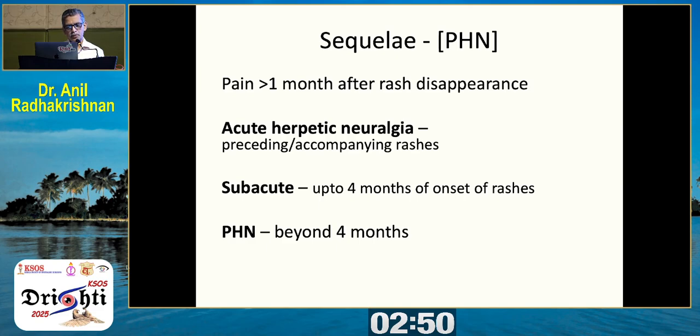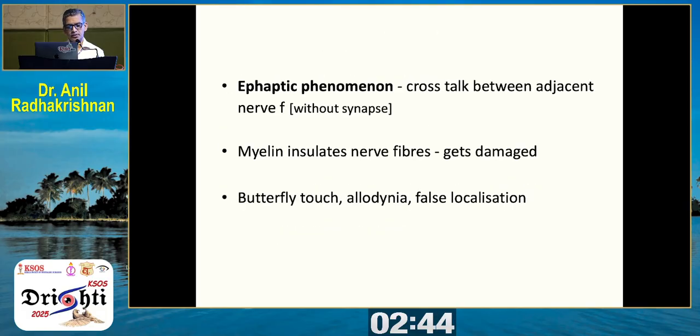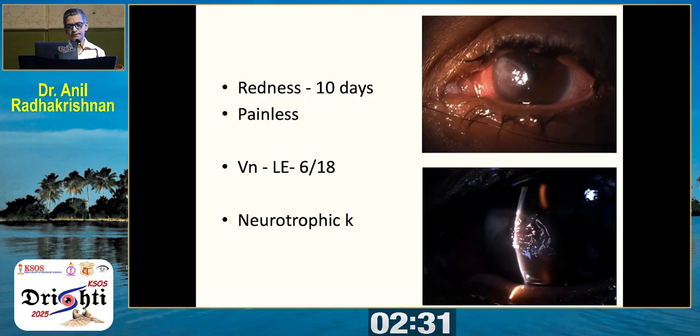The other sequelae is post-therapeutic neuralgia. It can be an acute neuralgia, subacute, or post-therapeutic neuralgia. So there is something called the ephaptic phenomenon. That's a crosstalk between the adjacent nerves. So you have these pain-carrying fibers, you have the touch-carrying fibers. When you lose myelin, they crosstalk, and that's why that hypersensitivity occurs.